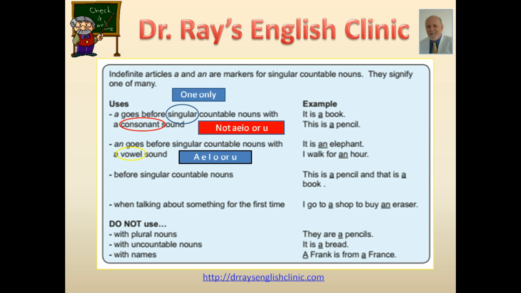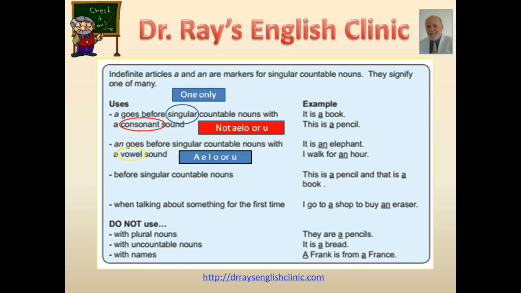We can use a or an before singular countable nouns. I'll tell you what countable nouns means in a moment. This is a pencil and that is a book. We also use it when talking about something for the first time. This is a little bit difficult for a lot of people to understand. I go to a shop. Which shop? We don't know. Just a shop. So it's any old shop. So I go to a shop to buy an eraser. Which eraser? Don't know. Don't care. So when we're talking about something for the first time, we can use it exactly like that.